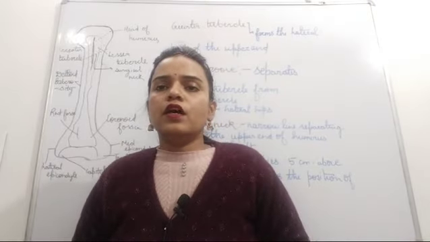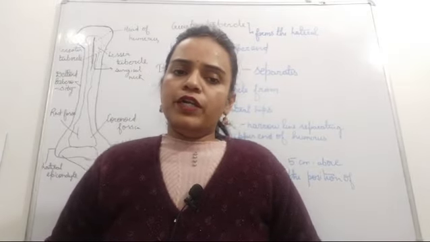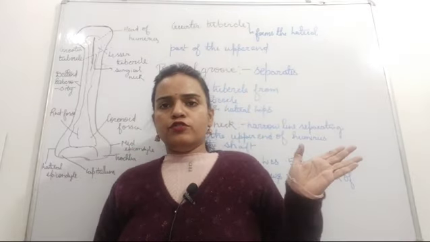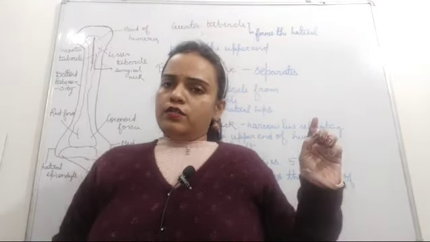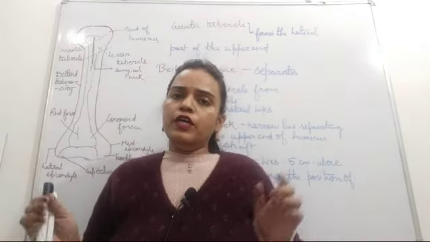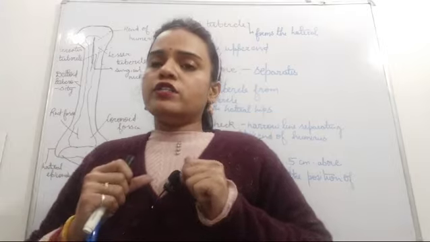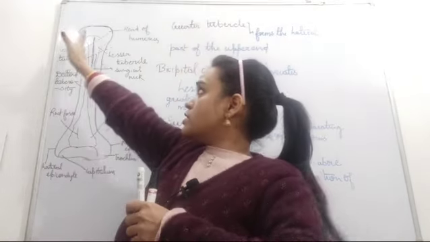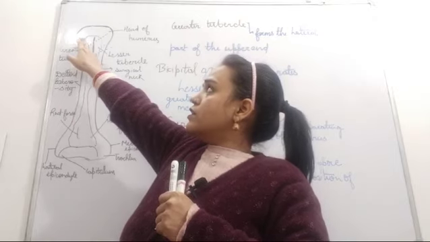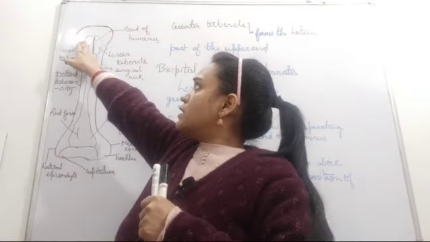So let's discuss the other four parts of the upper end as well, which are the greater tubercle, intertubercular sulcus, surgical neck and morphological neck. So first of all, greater tubercle. What is the greater tubercle? As you can see in the diagram, the greater tubercle forms the lateral part of the upper end.